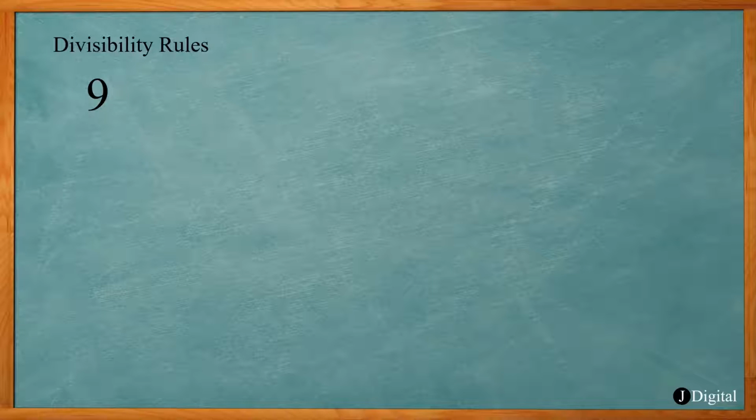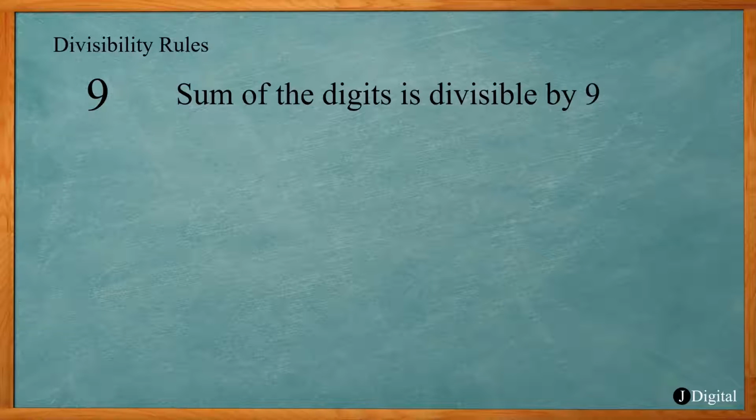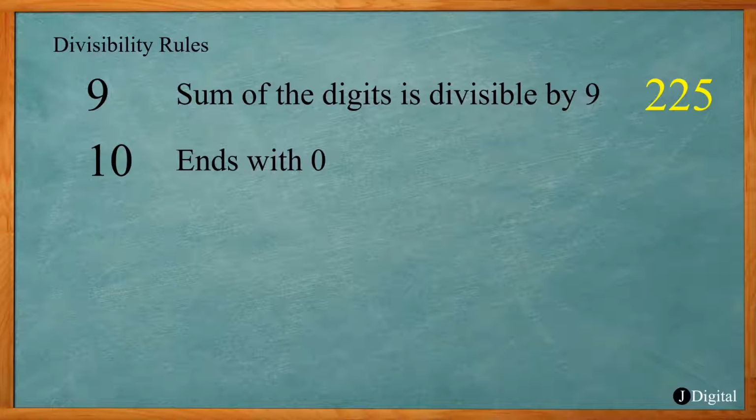Then we'll look at 9. The number is divisible by 9 if the sum of the digits is divisible by 9. So we'll look at 225. 2 plus 2 is 4, 4 plus 5 is 9, and 9 is divisible by 9, so 225 is divisible by 9. Look at 10. The number is divisible by 10 if it ends with 0. So look at the number 500, that ends with 0, so 500 is divisible by 10.